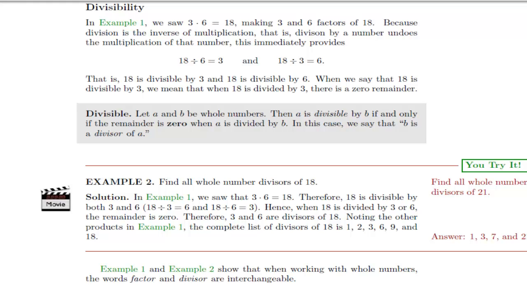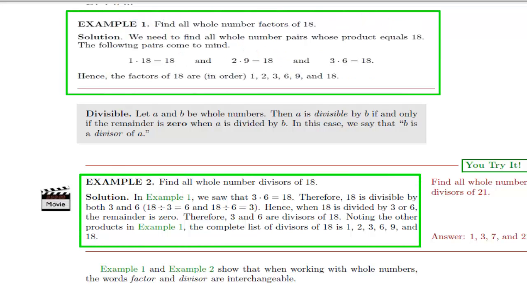Example 2. Find all whole number divisors of 18. Solution. In example 1, we saw that 3 times 6 equals 18. Therefore, 18 is divisible by both 3 and 6. 18 divided by 3 equals 6, and 18 divided by 6 equals 3. Hence, when 18 is divided by 3 or 6, the remainder is 0. Therefore, 3 and 6 are divisors of 18. Noting the other products in example 1, the complete list of divisors of 18 is 1, 2, 3, 6, 9, and 18.